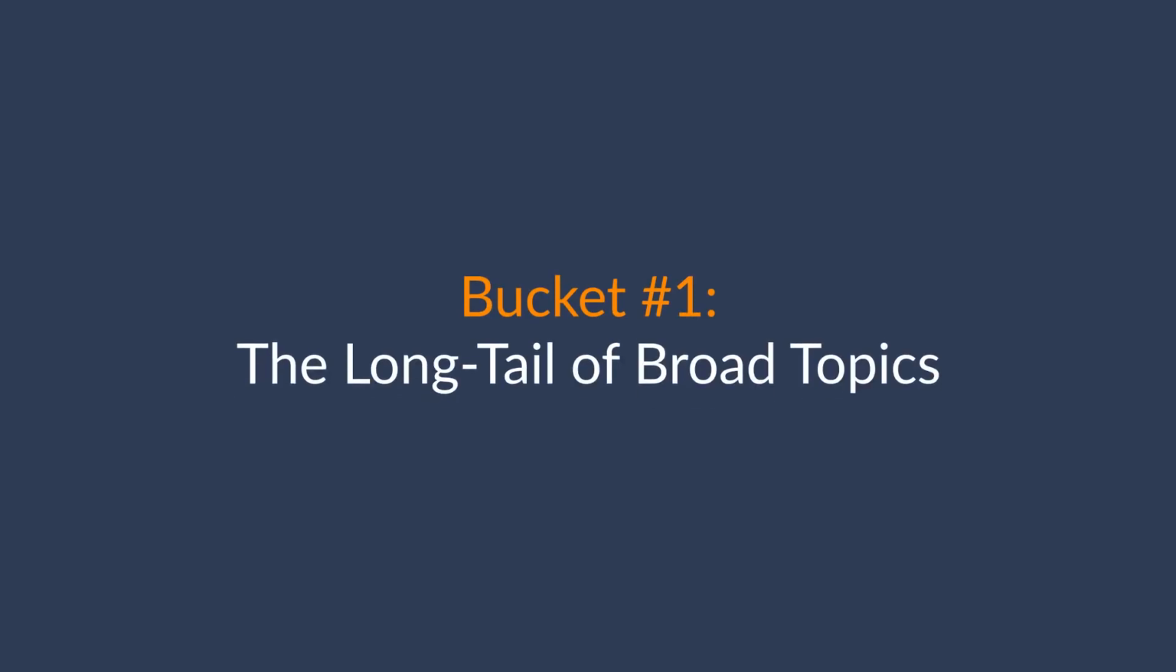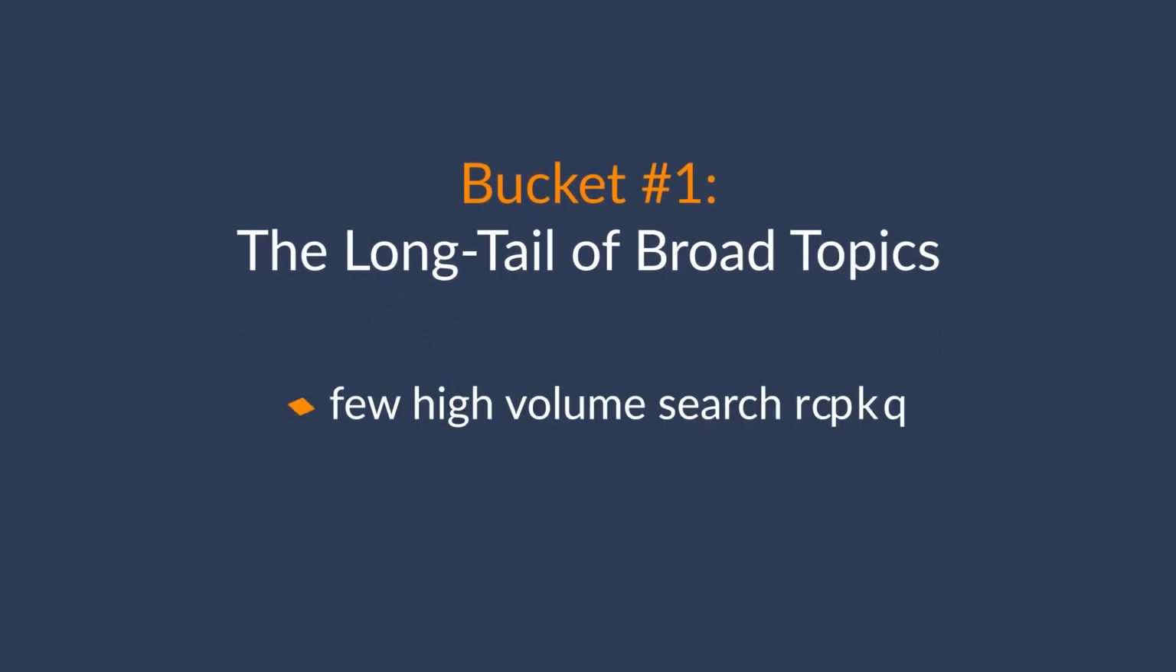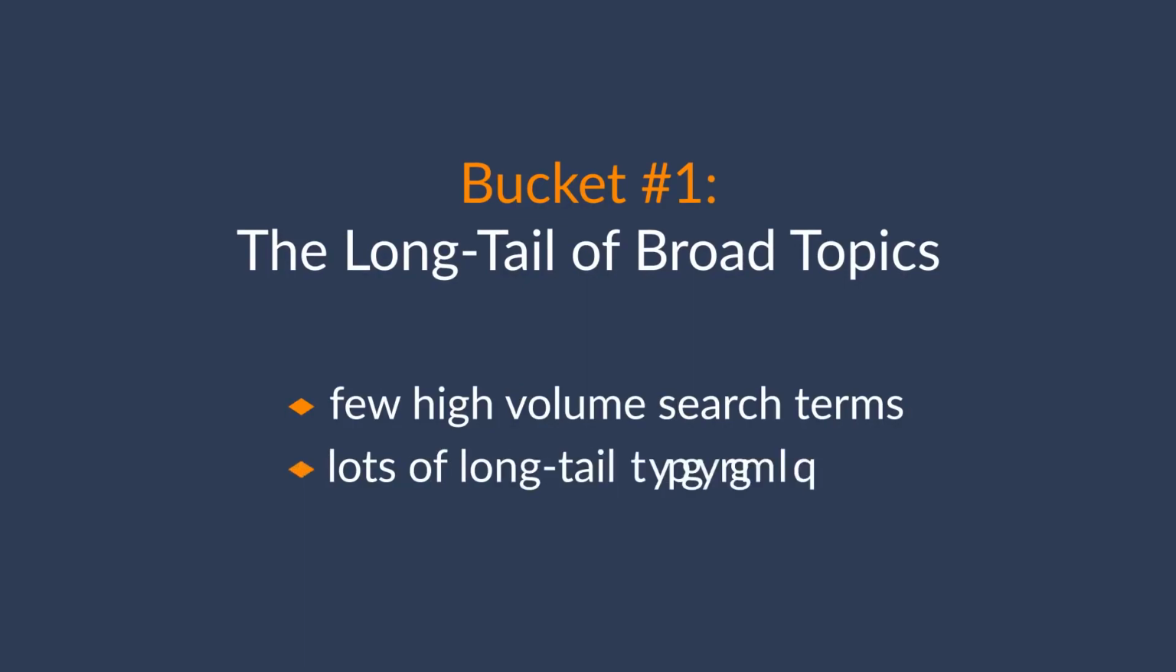Now these 2 types of long tail keywords are clearly quite different, and it's important that you treat them differently too. So let's explore these buckets and I'll show you how to choose and find long tail keyword phrases for each one. Bucket 1 is called the long tail of broad topics, and these tend to have a few high volume search terms and a ton of long tail variations. So the search query how to lose weight is the perfect example.